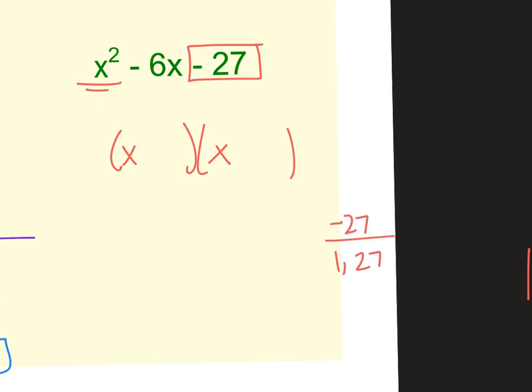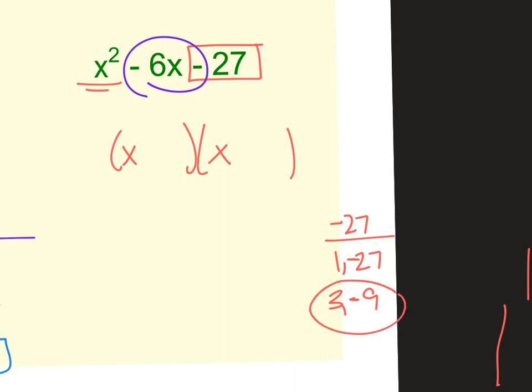We have 1 and 27, 3 and 9, and I think that's it. So because we have to multiply to a negative 27, we need a negative factor in each pair. So remember, the bigger factors right here are going to match the sign of your b value right up here. Our b value is negative, so we need negatives on our bigger factors. All right, one of those pairs should add up to the negative 6. It's going to be the 3 and negative 9.